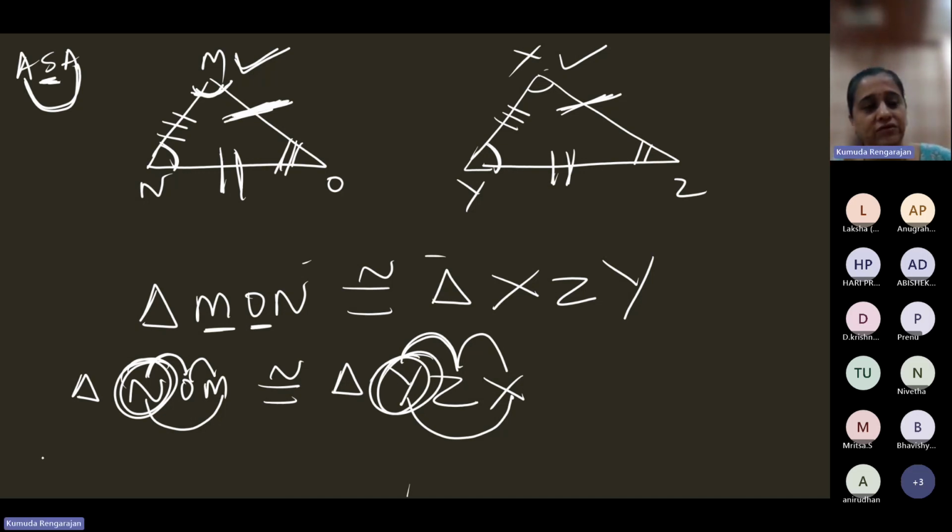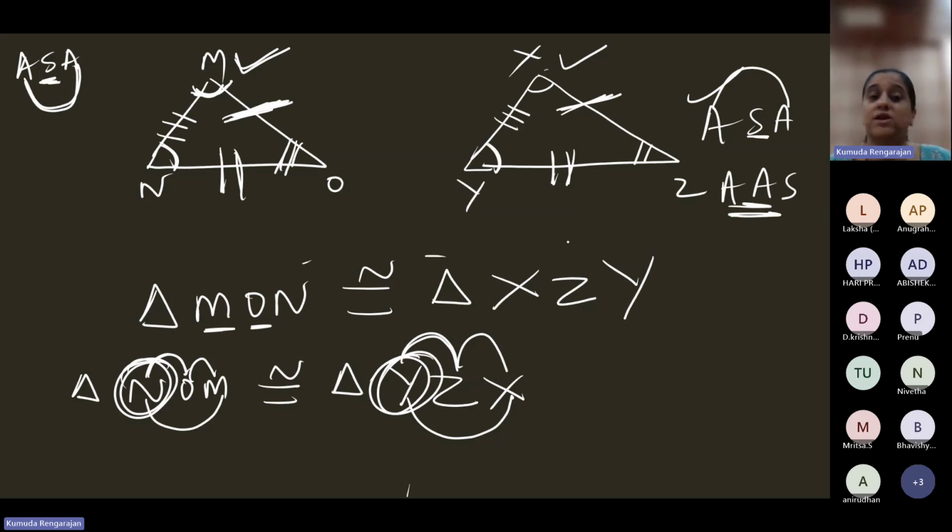Now, the difference between ASA and AAS is that in the first one, it is two angles on the included side. But in this one, it is two angles on some other side, not the included side. ASA is two angles and the included side. I told you what is included side. If you say angle M, angle O, then the included side is MO. If you say angle X and angle Z, then angle X and angle Z include the side XZ.